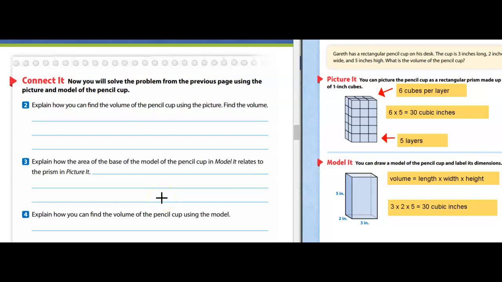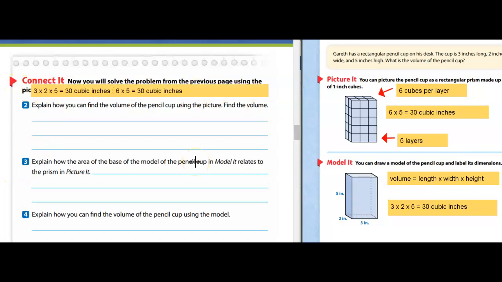Question 5 says, write 2 different multiplication equations you can use to find the volume of the pencil cup. So look at the model to our right, and we have picture it and model it. Which 2 different multiplication equations did we use to find volume? Press pause and write it in the space below.